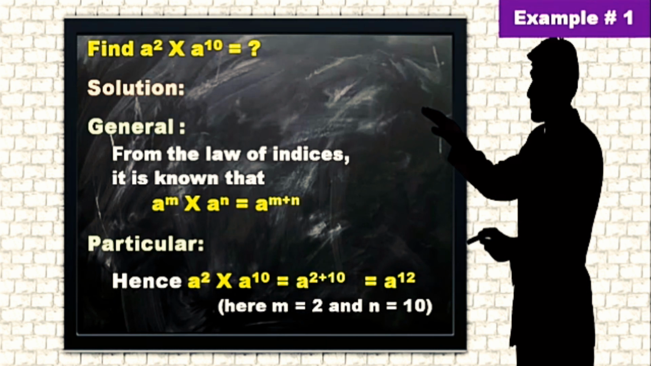We already know this general formula. Then we can apply this formula to this particular problem. a power 2 into a power 10 is equal to a power 2 plus 10, which is equal to a power 12. Here m equal to 2, n equal to 10. So, in this manner we can prove it, and that is why it is called the deductive method.